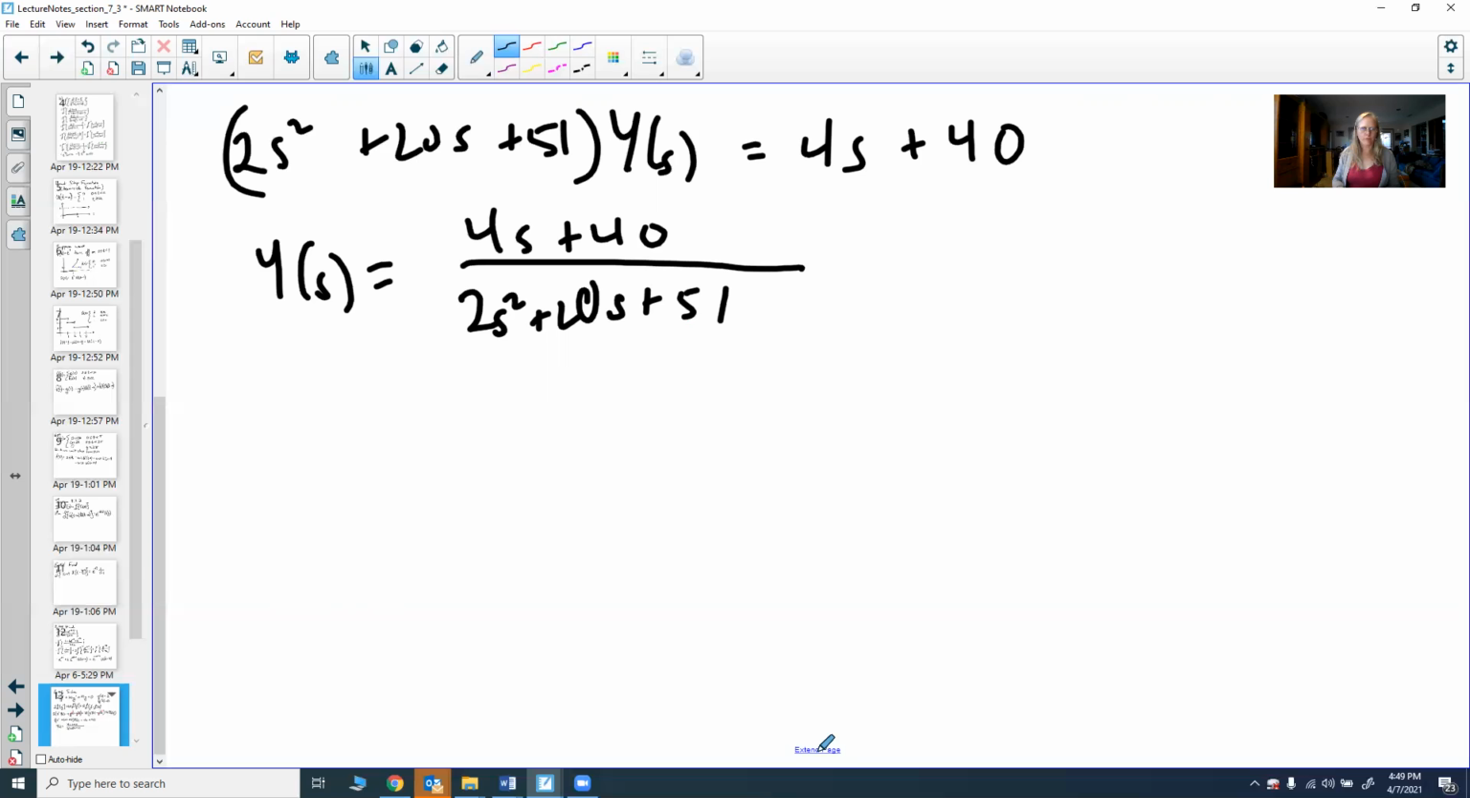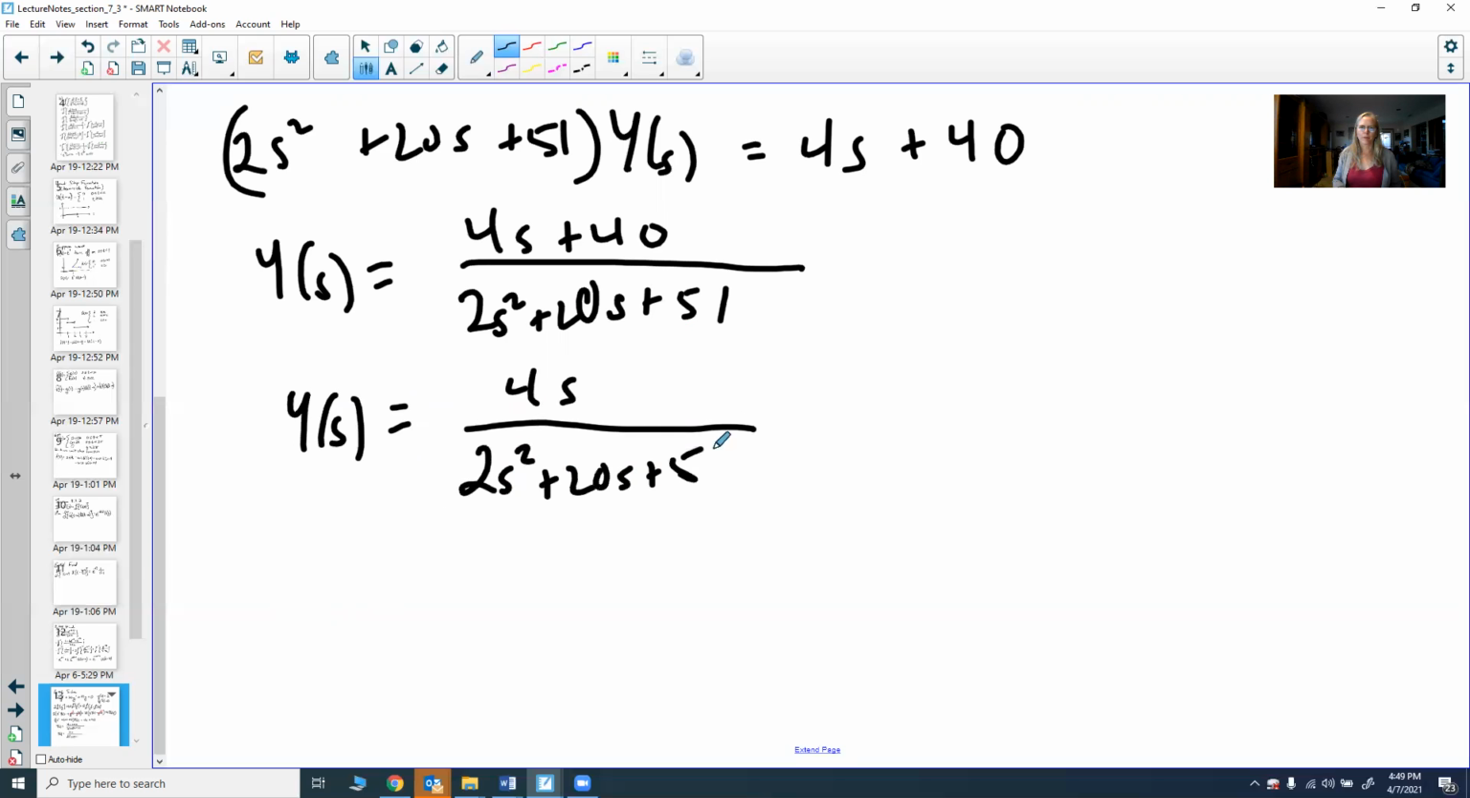So y of s is equal to 4s. Well, I didn't need to do this. I could have just separated this out, because the denominator doesn't factor, so it just separates out into two separate terms. Since it didn't factor, that tells me I need to complete the square to try to separate this into multiplication, because we don't have any that do this.